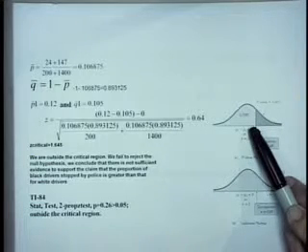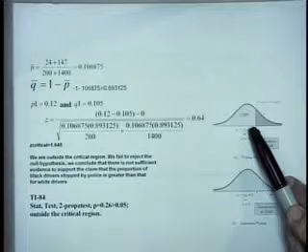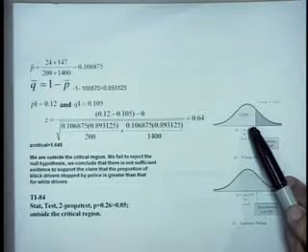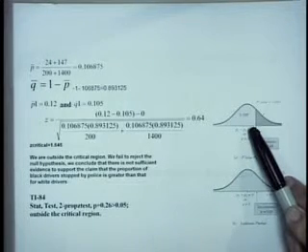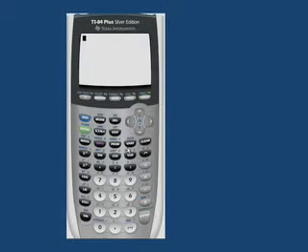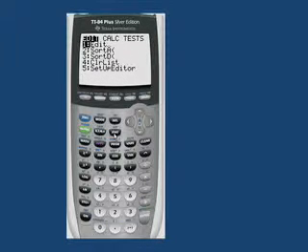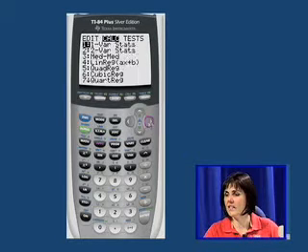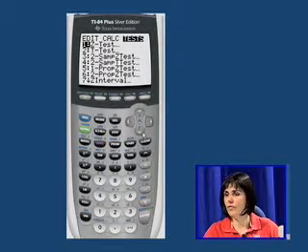So let's see if we can conclude the same thing using our calculator. I have to enter all this data. Let's go to the calculator. When I want to do this using my calculator, I need to pick the stat button, and I need to pick 2-PropZTest under the tests. If you go down here, you will see it, 2-PropZTest.